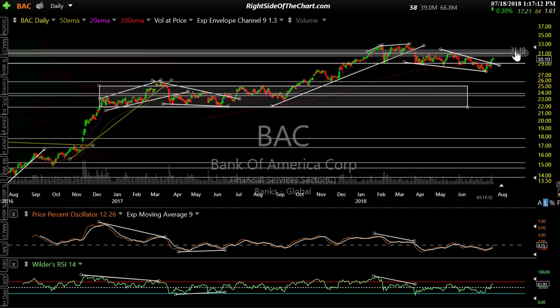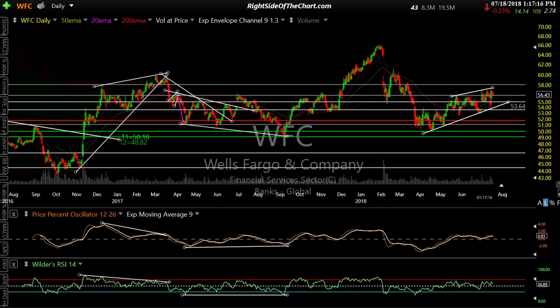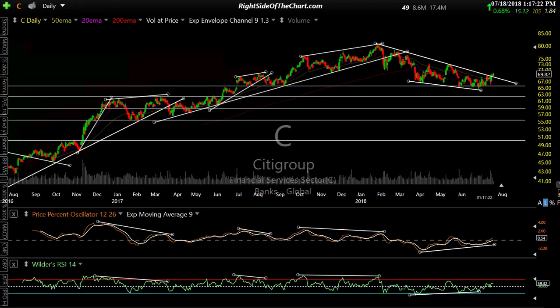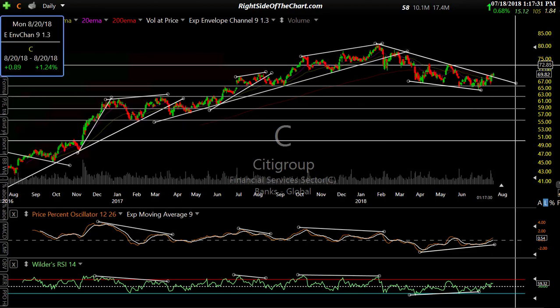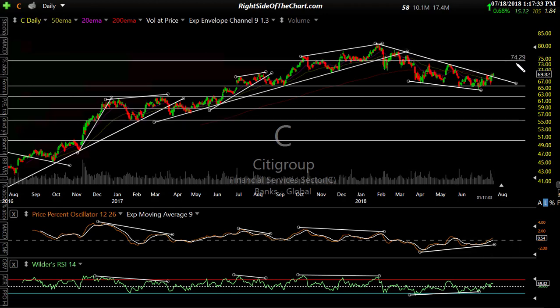Still a little more room to my target here at 3110, but getting a little stretched again. Wells Fargo not too far above trendline resistance, or too far below. Citigroup is just breaking out now. There's a downtrend line, divergent low. So again, there's potential for these guys to run. I'll give you a target right there.